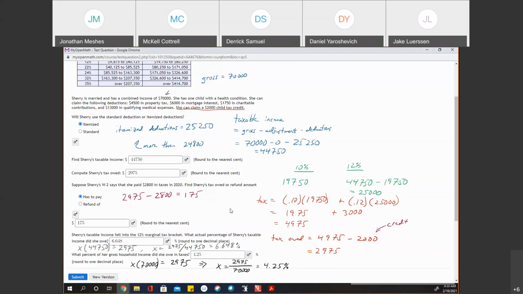All right. Any questions on this one? So whether or not you have to pay or have a refund depends on which one is bigger, right? So you have your tax owed, and then you have how much you paid. And if you paid too little, then you still have to pay more. If you paid too much, then you get a refund. It doesn't change anything down here. The stuff down here doesn't depend on whether you got a refund or had to pay, because you're just looking at your tax owed and your taxable income, or your tax owed and your gross income.